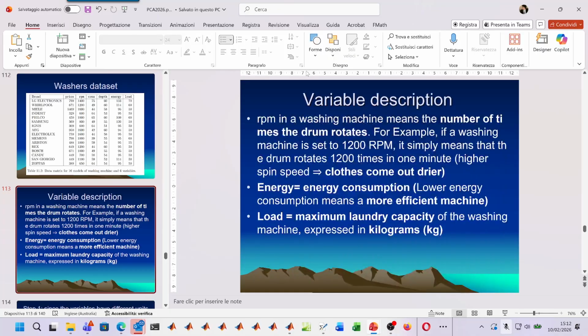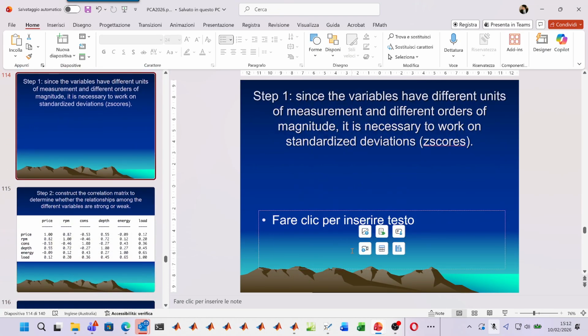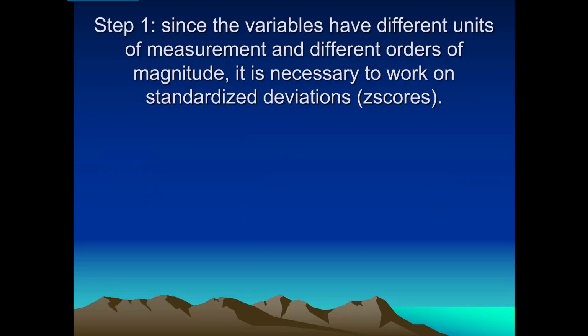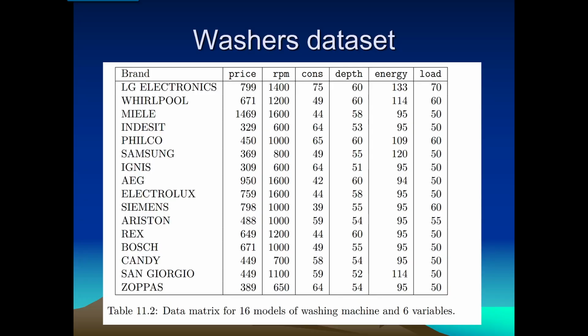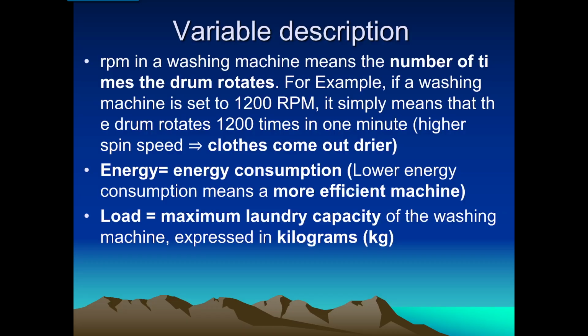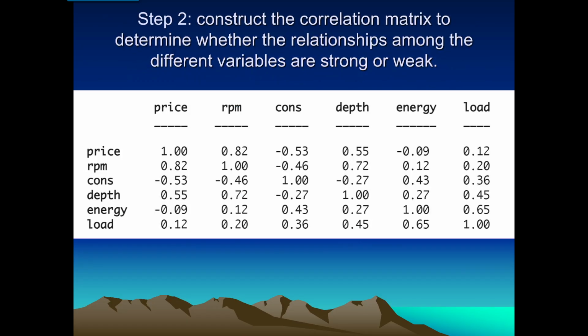Now, variable description. Okay, step 1, standardize. The variables actually have, you can see, here in this case, there is no discussion. The order of magnitude of certain variables is much higher. No discussion, no possibility. Here, the only one possibility is standardized. Okay, compute the correlation matrix.